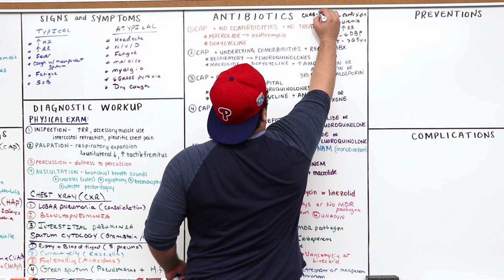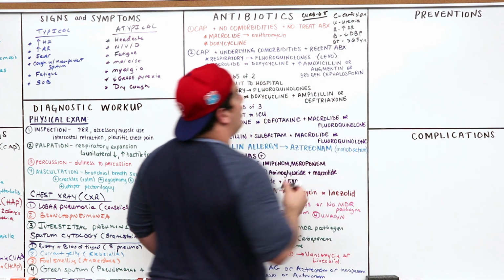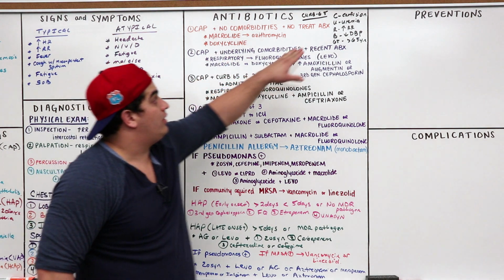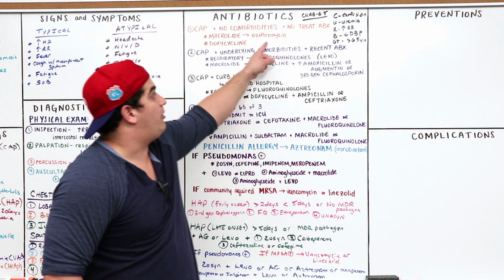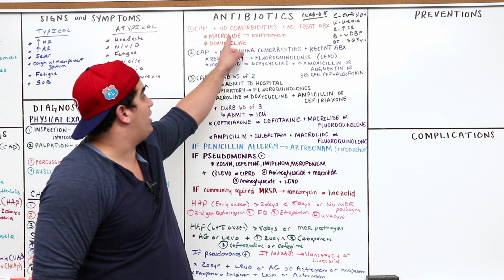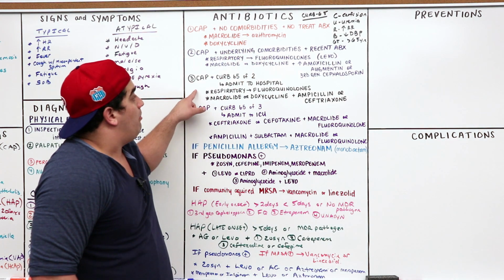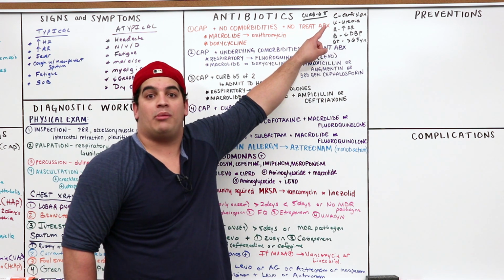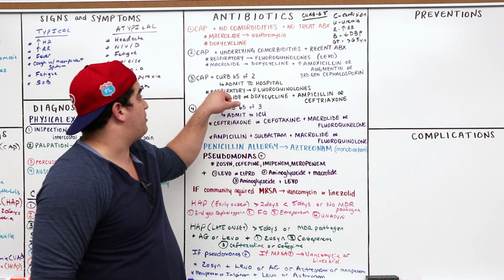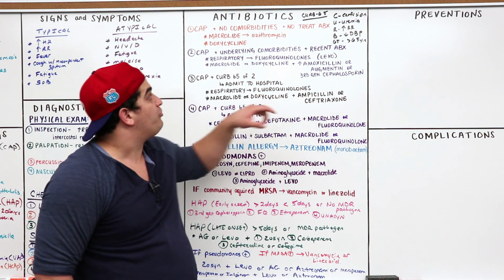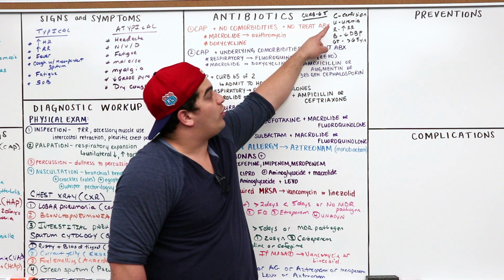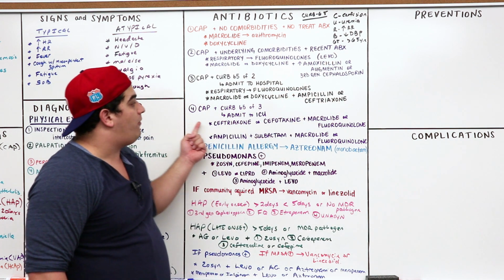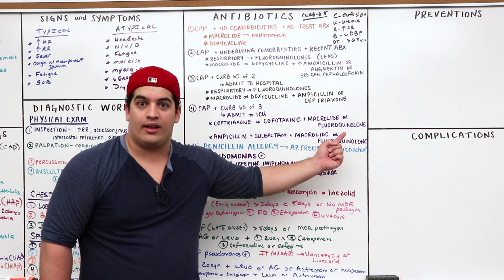So CURB-65, okay? Someone comes in, they have 0 or 1 of these, give them antibiotics, you can send them home. For patient 1, patient 2. Patient 3 comes in, they're showing 2 signs of these, put them into the hospital for observation and give them this particular antibiotic therapy. Someone comes in, they have 3 or more of these signs, you admit them into the ICU and you follow this category, right?